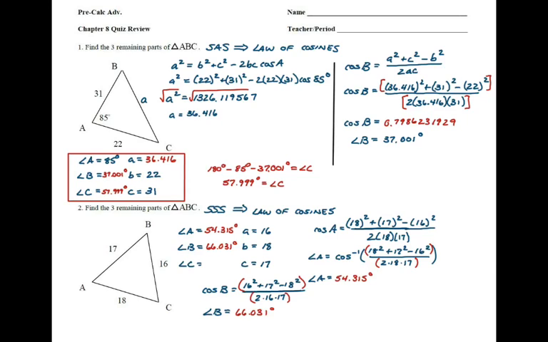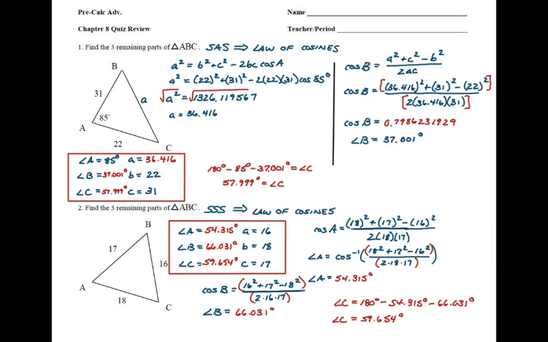And then once I have two angles in a triangle, the easiest way to find the third one is add up those two angles and subtract it from 180, or take 180 degrees and subtract both of the angles that you have. So 180 minus 54.315 minus 66.031. Angle C should be 59.654. So I have found the three angles that I was looking for using the law of cosines twice, and then using the fact that all three angles add to 180 to find the third angle.